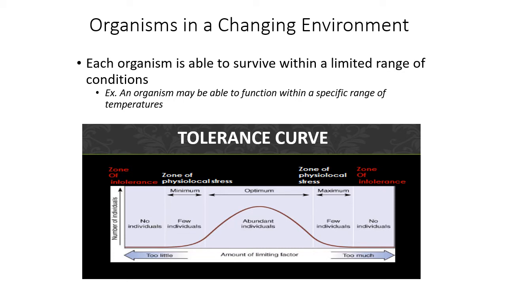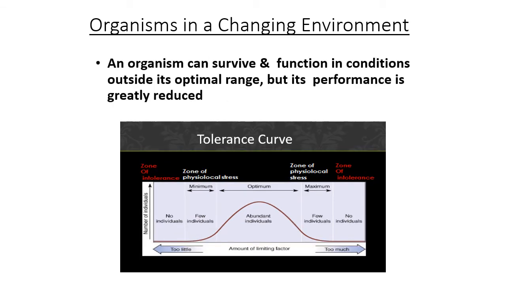So we have that specific range that we can live in. An organism can survive and function in conditions outside of its optimal range, but its performance is greatly reduced. So, for example, in Argentina, in the mountains over there, you have people who can live in higher levels of those mountains and they acclimate to those areas and they can live there, but performance, like how long they can run compared to if they lived at sea level, is greatly reduced.